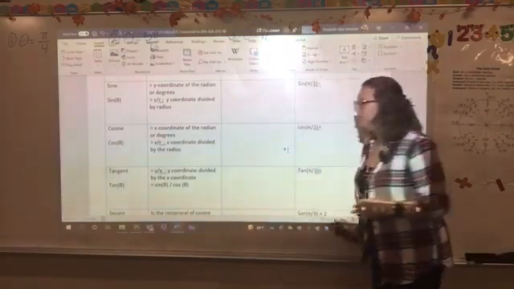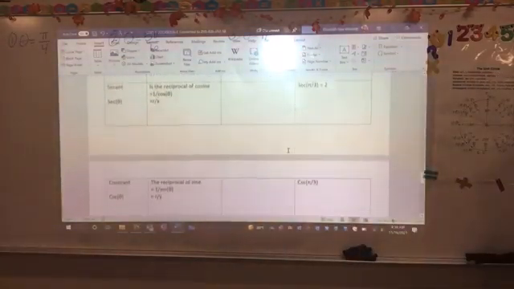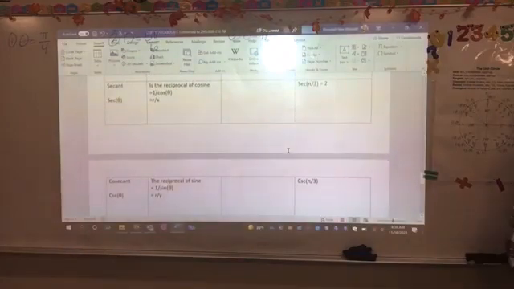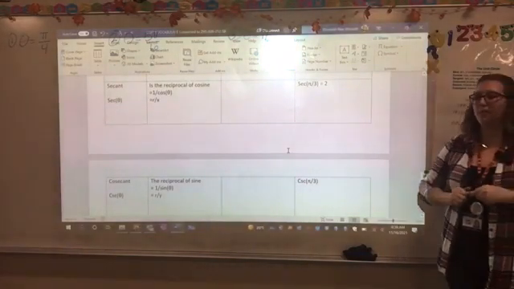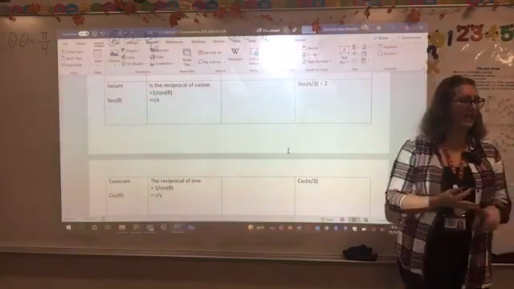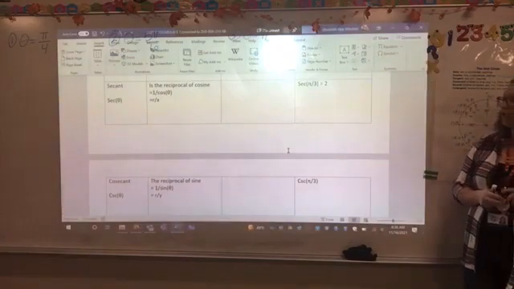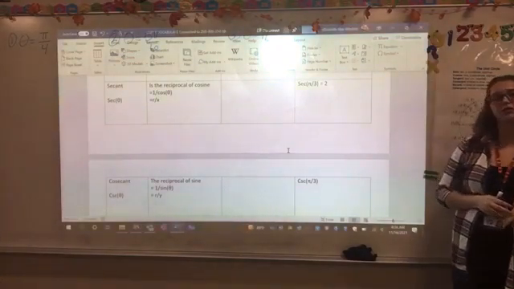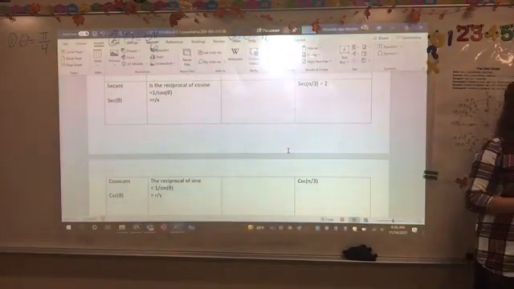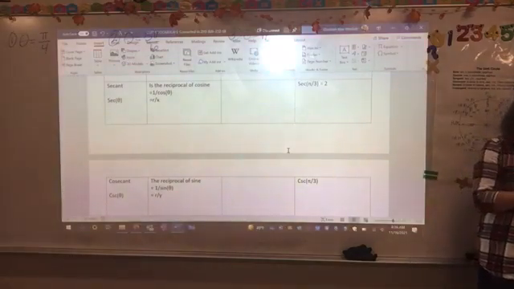All right, so now we're going to do our next trig functions. The next 3 trig functions are all called reciprocal trig functions. They are secant, cosecant, and cotangent. The co's don't go together, by the way. So cosine and cosecant don't go together.